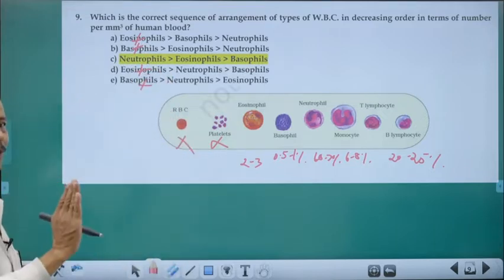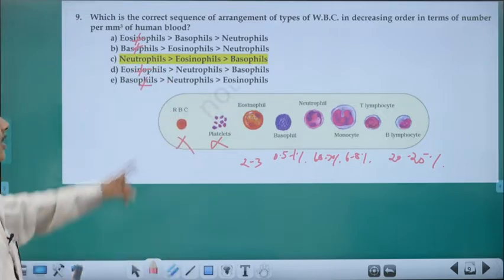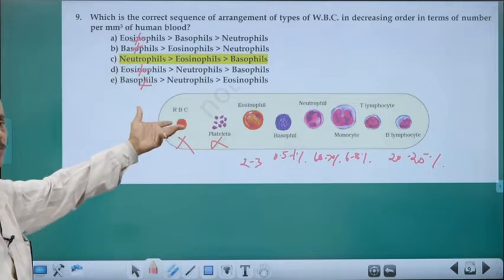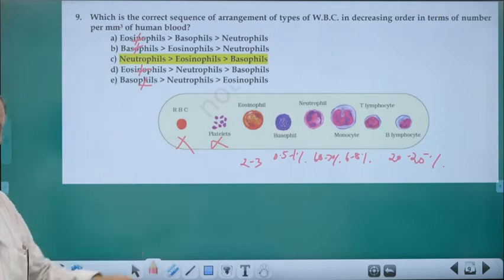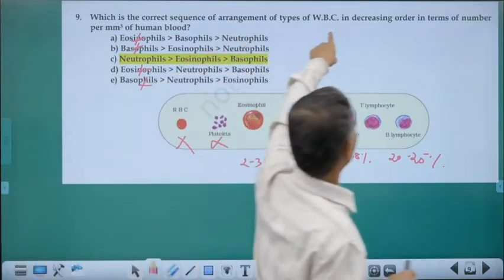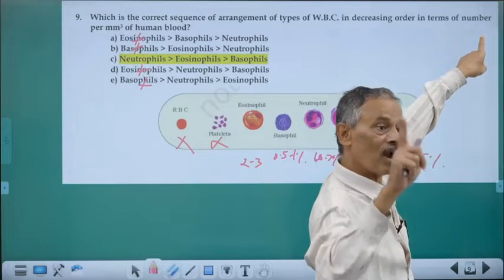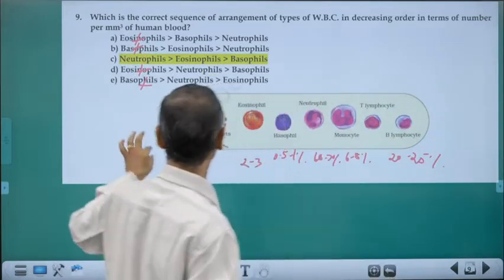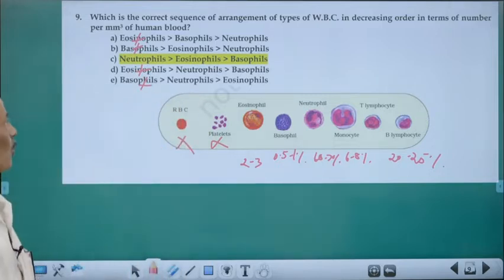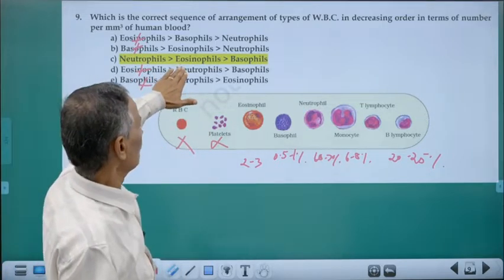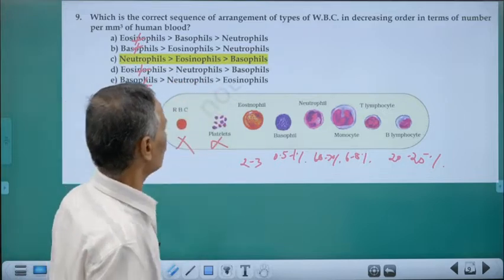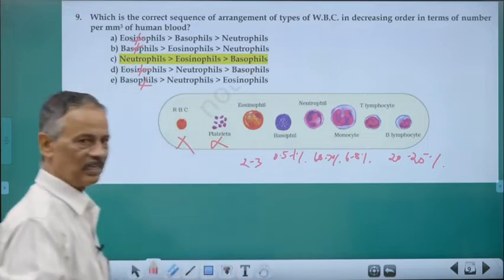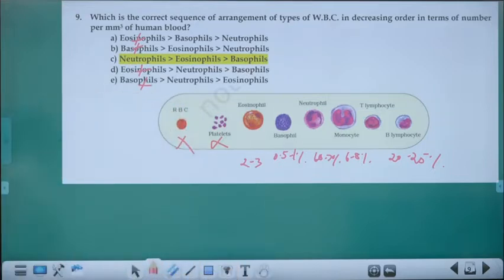Even if you don't know the correct value of the others, there is a technique of arriving at the correct answer. How? We know that polymorphonuclear neutrophils are the most abundant one. So it is in decreasing order, and the first one should always be the one with the maximum abundance. That is the polymorphonuclear neutrophil. Then eosinophils and basophils. Eosinophils are 2 to 3%. Basophils are only 0.5 to 1%. Least, basophils. Clear?